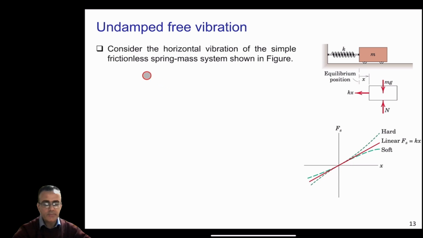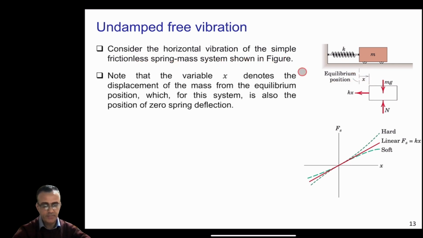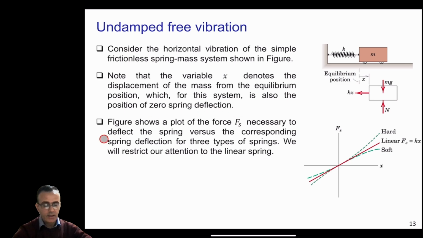And now if we consider this horizontal vibration of a simple frictionless spring mass system, as you can see here. Note that the variable x denotes the displacement of the mass from the equilibrium position, which from this system is also the position of zero spring deflection. And if you consider this figure here, the figure shows a plot of the spring force necessary to deflect the spring versus the corresponding spring deflection for three types of springs. We discussed this earlier in the previous lectures.